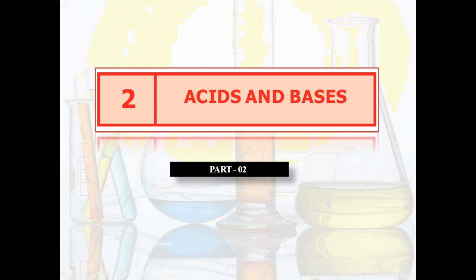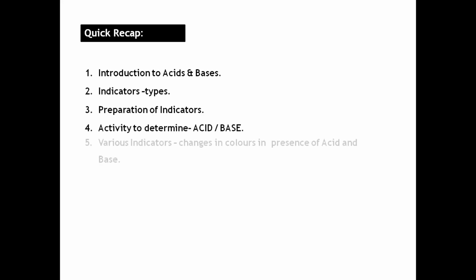Let us recapitulate our first session. We have learnt about acids, bases, their properties, different types of indicators, an activity to detect whether the given substance is an acid or base, and finally about the pH scale. Now we are moving forward with the natural acids and bases.